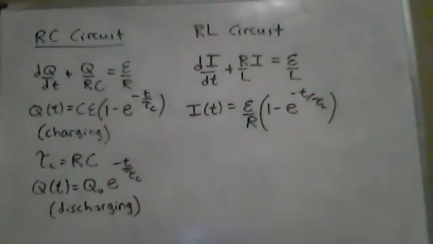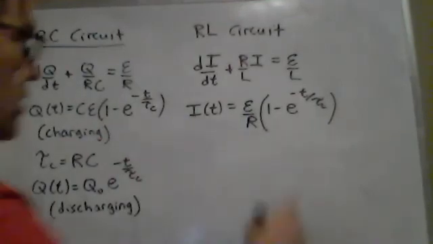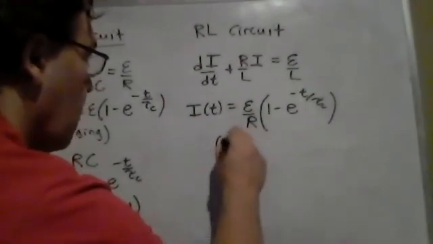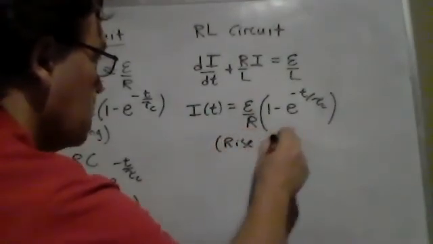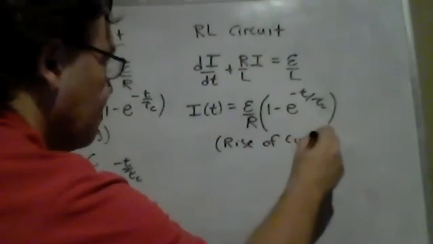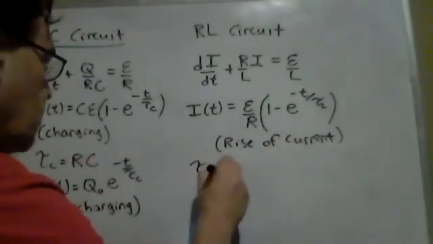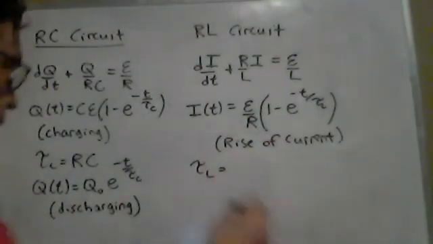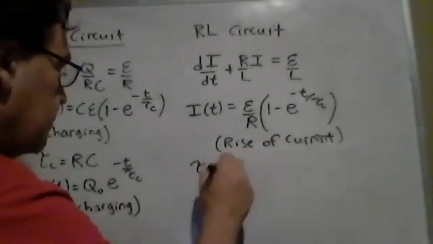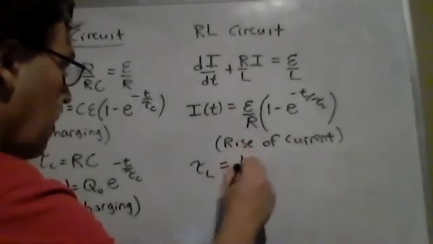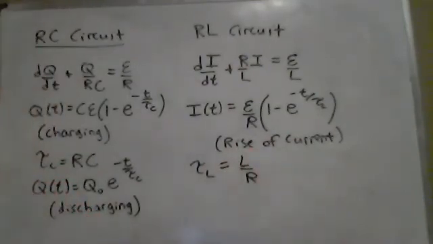Tau sub L is the inductive time constant. This is the rise of the current. The inductive time constant, as we will see, looks like L over R. It has units of time. Okay, that's the rise of the current.